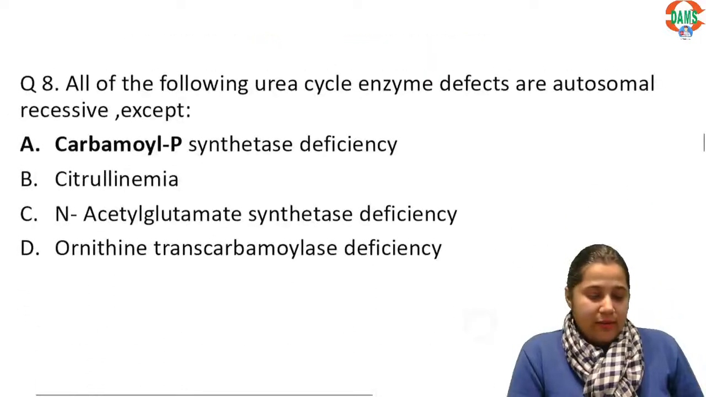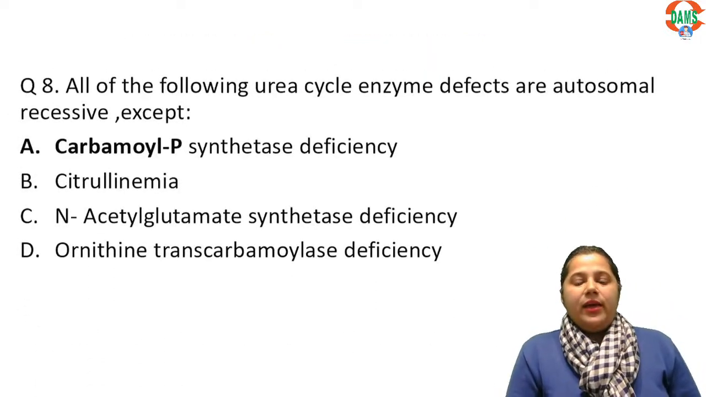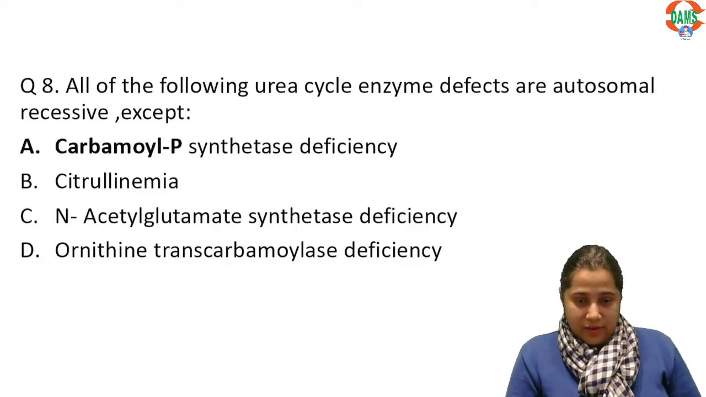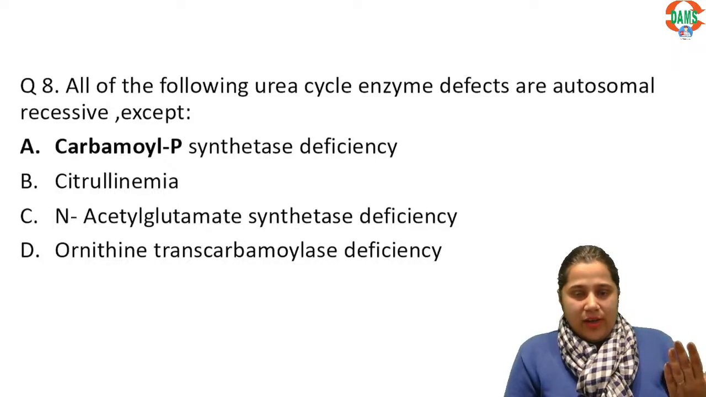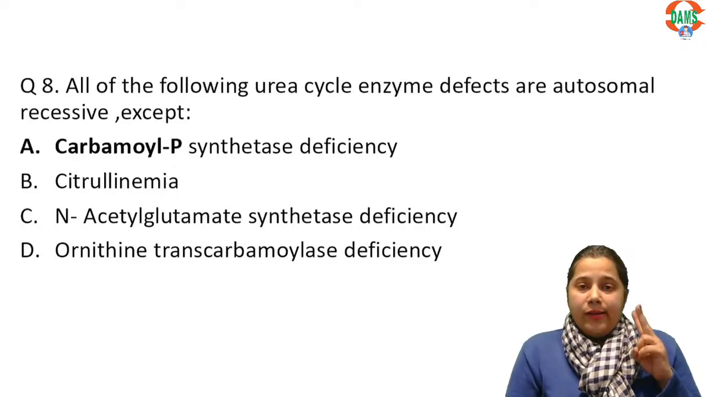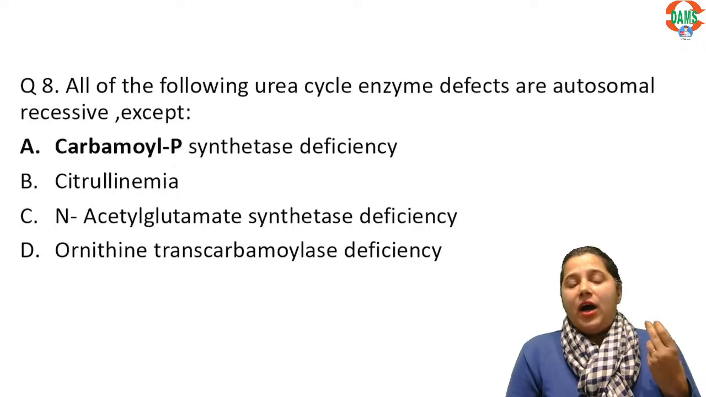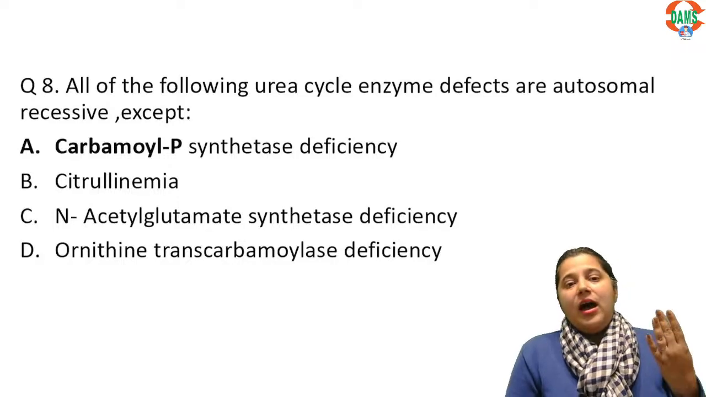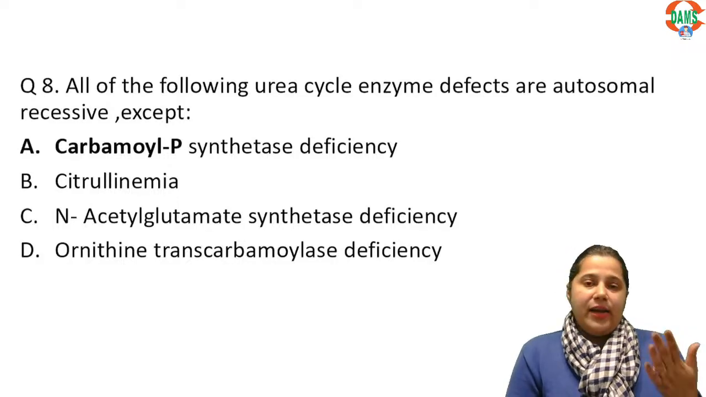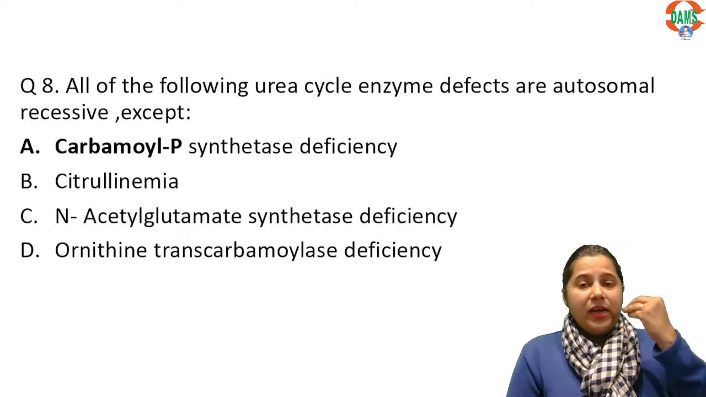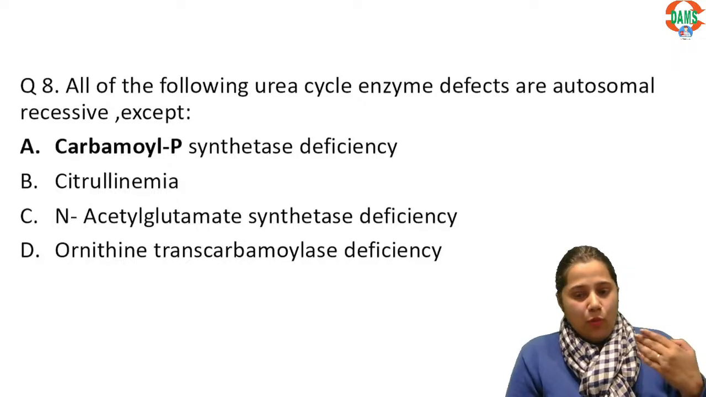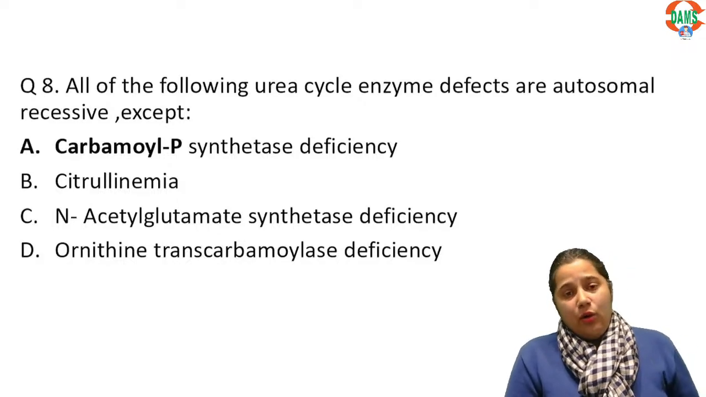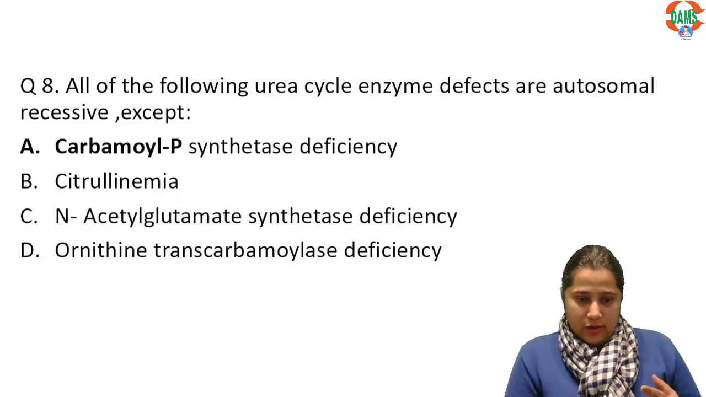Question number 8. Which of the following urea cycle enzyme defects are autosomal recessive except? There are 5 enzymes of the urea cycle: carbamoyl phosphate synthetase 1, ornithine transcarbamylase, argininosuccinate synthetase, argininosuccinate lyase, and arginase. These are the 5 enzymes. Deficiency of any of these enzymes will result in high ammonia levels. These enzyme defects are called urea cycle disorders.